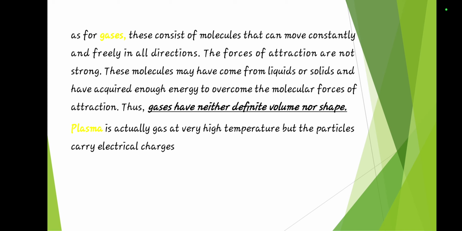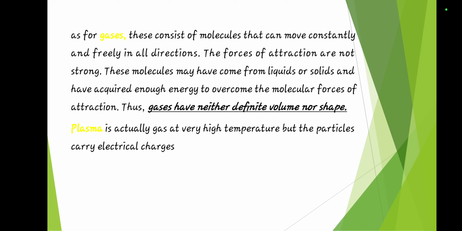Then another example related to gas is plasma, or the fourth phase of matter. Plasma is a gas at a very high temperature, but the particles carry electrical charges, positive and negative, the cation and anion. Cations usually carry a positive charge, and anions carry a negative charge. So that is plasma. Do not forget that one.